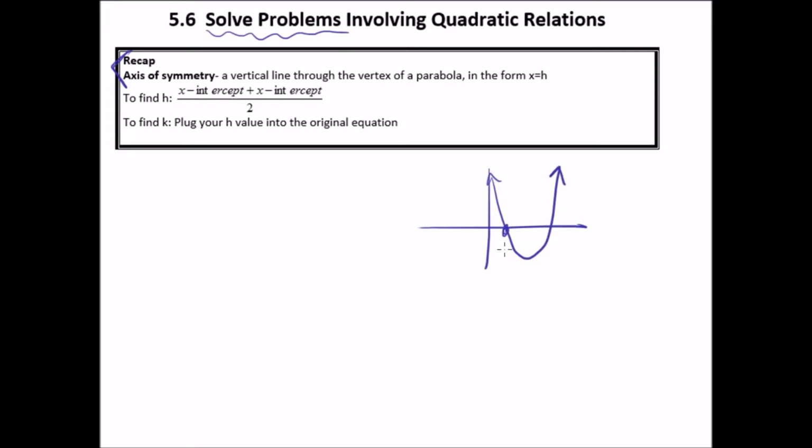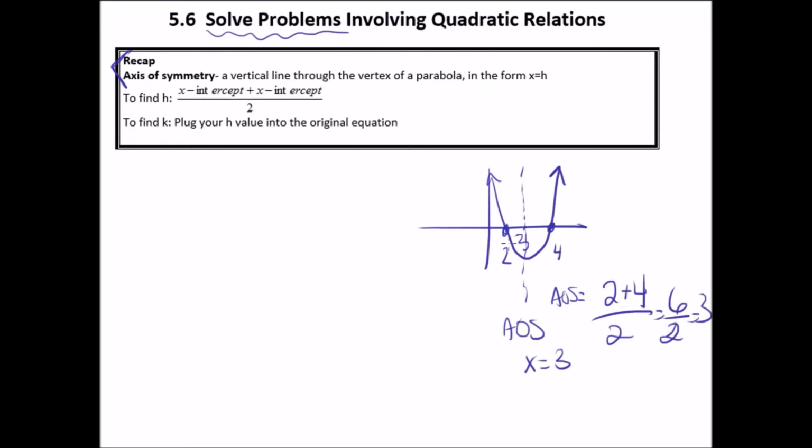If we have the x-intercept of 2 and the x-intercept of 4, we know that parabolas are symmetric, and they're symmetric down the axis of symmetry. This axis of symmetry is going to be x equals 3, right in the middle of 2 and 4. The way we can find that is 2 plus 4, axis of symmetry, and then we divide that by 2, because it's just the average between the 2 points.